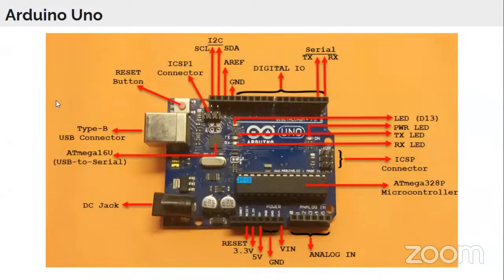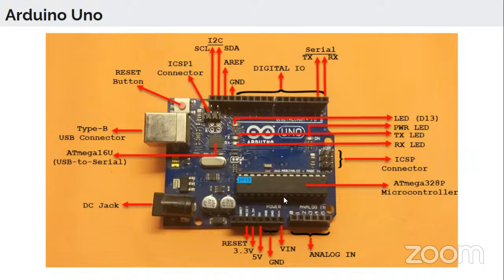Are you able to see my screen? Are you able to see the diagram? Here we'll see the pins one by one. First of all, this Arduino Uno has one Atmega 328P microcontroller. The Atmega 328P is an 8-bit AVR microcontroller which has 32 KB of flash memory. 32 KB of flash memory means we can flash up to 32 KB of code in this microcontroller.